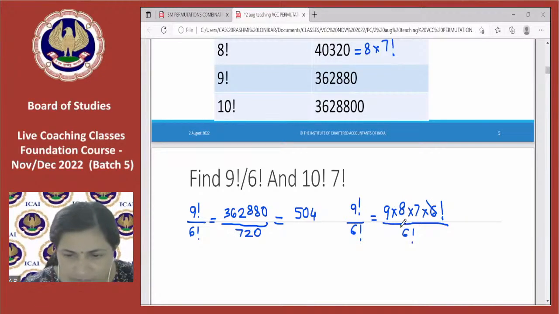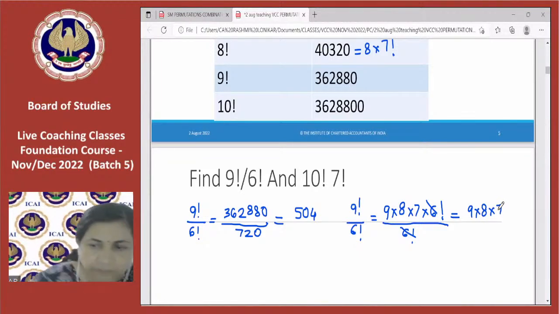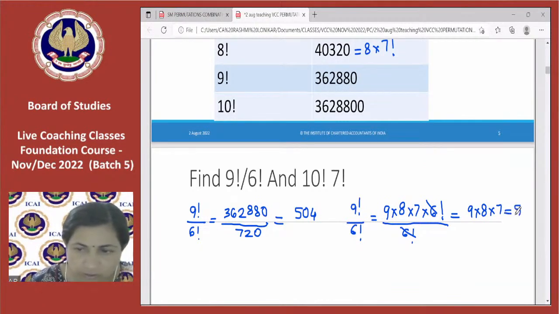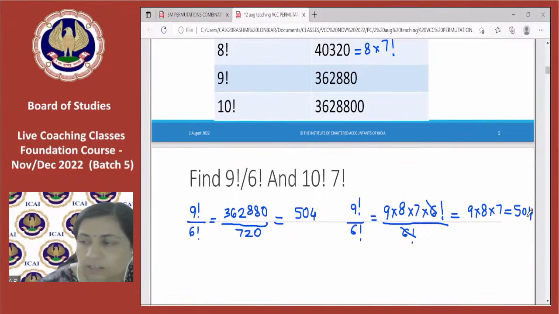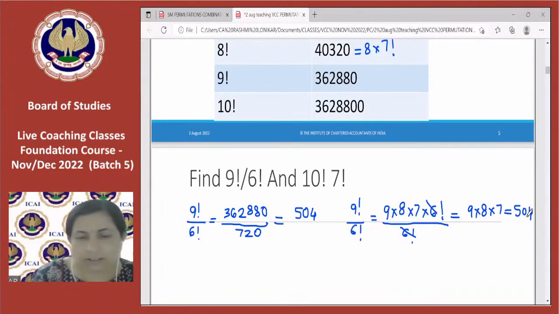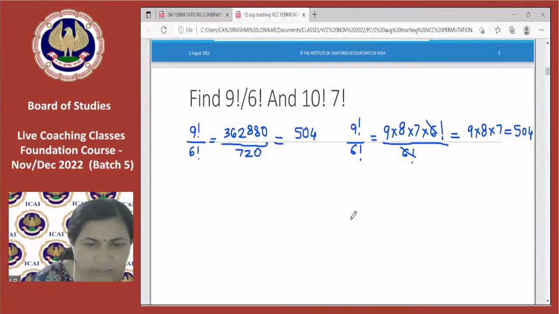So 6 factorial gets cancelled. What do I have? 9 into 8 into 7. 9 into 8 is 72 into 7 is 504. So here also I got the answer as 504. So whichever method you are comfortable with, just use that method so that you will be able to get the answer. Okay. So if you've understood this, let us see whether or not you can do 10 factorial.